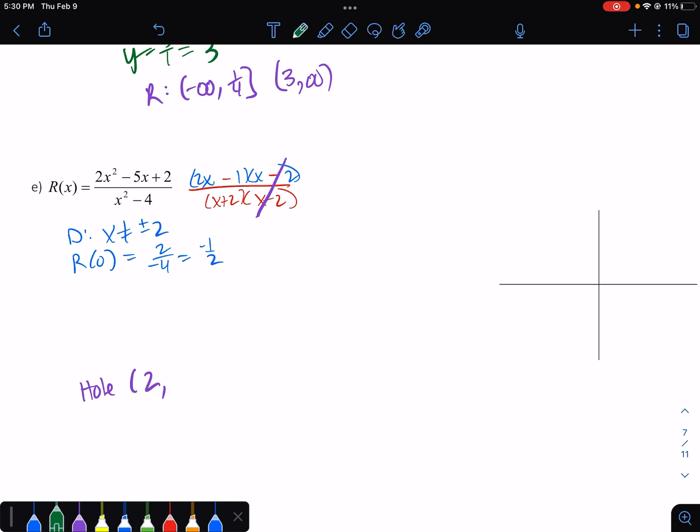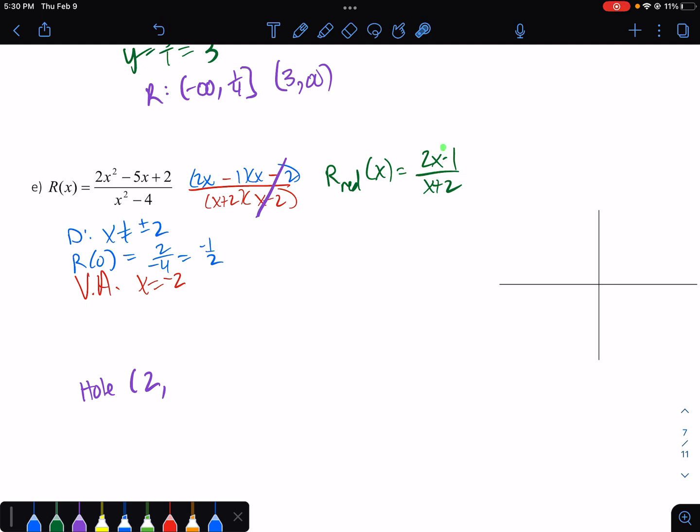I'm going to call this reduced of x is 2x minus 1 over x plus 2. So then here on the reduced one, I'm looking at that for the vertical asymptote. So the vertical asymptote is x equals negative 2. And then our horizontal asymptote, you can either compare the degrees on the reduced one or you compare the degrees on the original one. They'll both get you to the same answer.